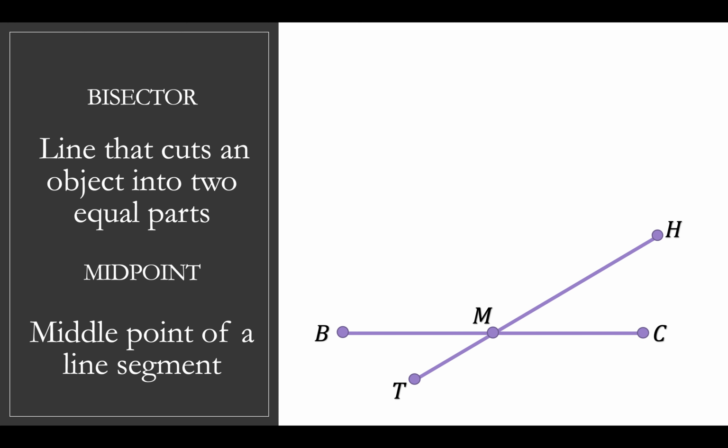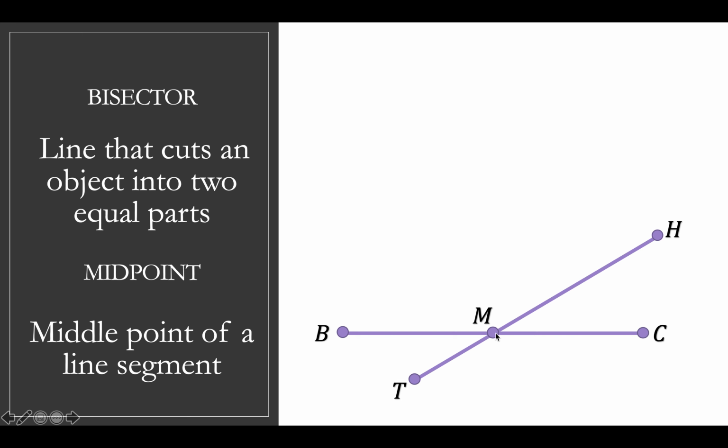Now, bisector, all right? A bisector is a line that cuts an object into 2 equal parts, all right? So, for instance, I have line BC here, and line BC is being cut in half by line TH. And that's that, all right? This line cuts that line in half. That makes this line the bisector. Now, when it does that, the point exactly where those lines intersect is the midpoint, right?